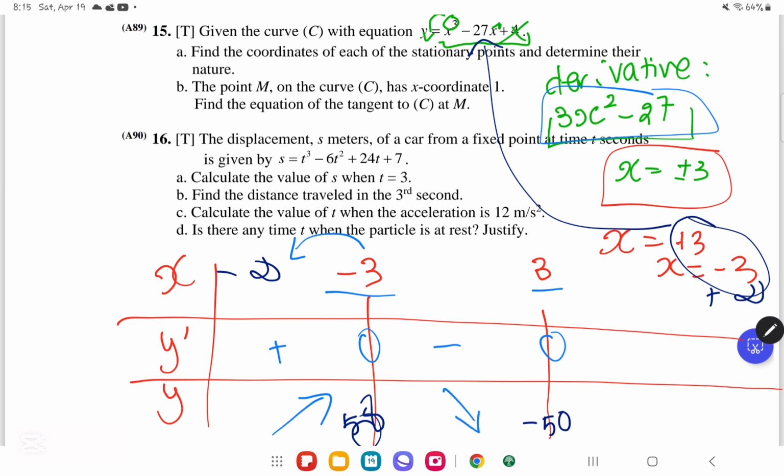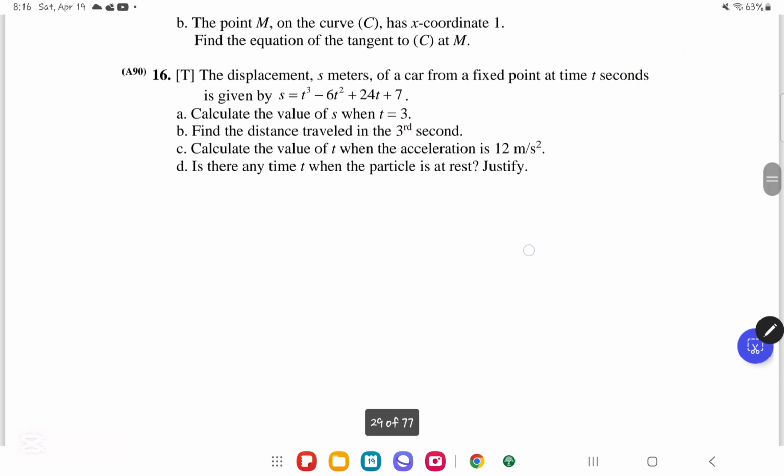If you chose the value of 1, you will get a negative number, so it's going to be going down. Now, we need to choose a number between 3 and plus infinity to see whether it will be positive or negative. Choose any number between 3 and infinity, for example 4. You will see that it's positive, so it's going up. So over here, you will notice that this is a local maximum, and this over here is a local minimum. Very simply, this is it for 15, part A. We move on to part B.